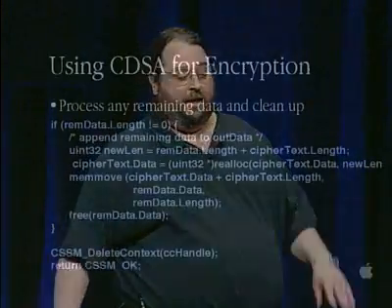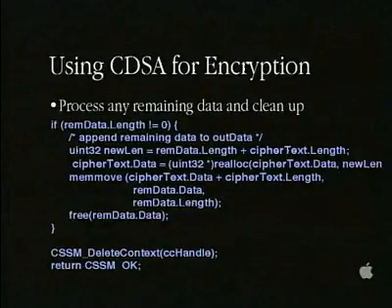At the end of all this, we might have some remaining data that needs to be appended to the output buffer, the ciphertext buffer that we had set up at the opening of the function. So we'll go through and actually start moving that stuff out. We have to reallocate some more space, and then we do a mem move to actually move the data out. We free the old remdata.data portion, delete the cryptographic context, and we return that everything is okay.